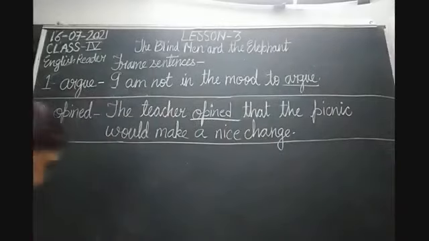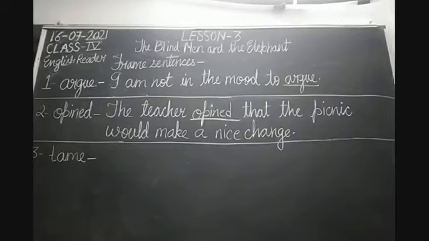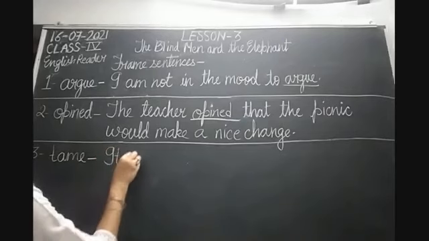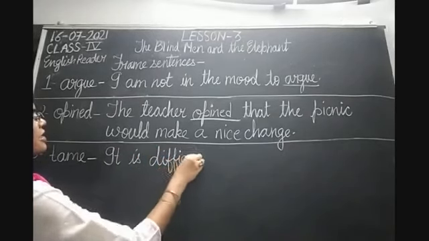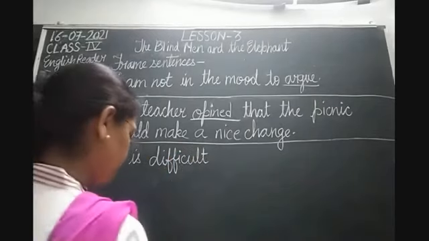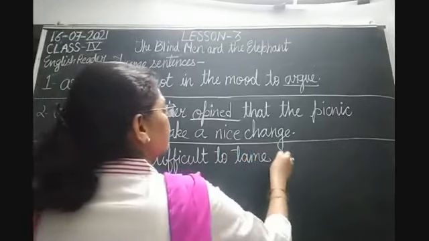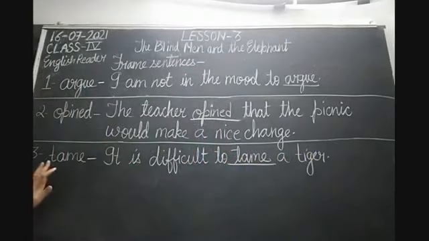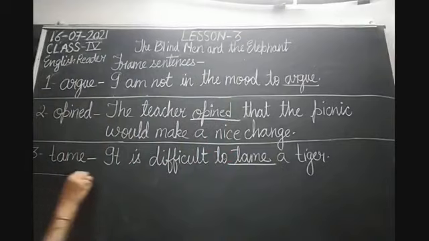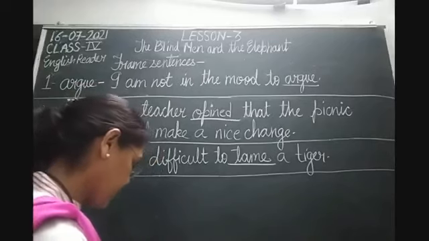I hope everyone has done. Then the third word is tame. Tame means gentle. And the sentence: it is difficult to tame a tiger. The word is tame, the meaning is gentle, and the sentence, it is difficult to tame a tiger.